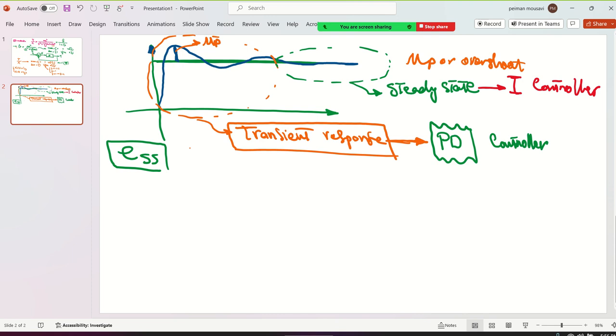You got it, everyone? But you see that after the first peak, you have a second peak, and you have a third peak here. These have names. We name them TS at 5% criteria and TS at 2% criteria. It means this peak is 5% of what? The first peak. This peak is 2% of that. And TS is named settling time, as I told you. So we have to play with this when designing the controller. I'm going to teach you now by mathematics.